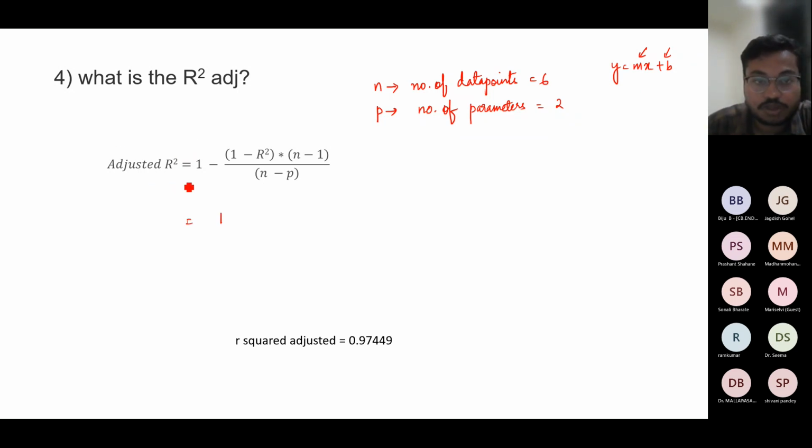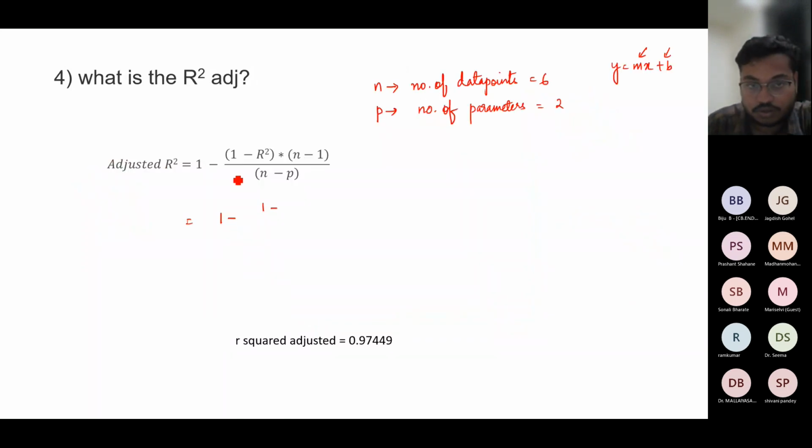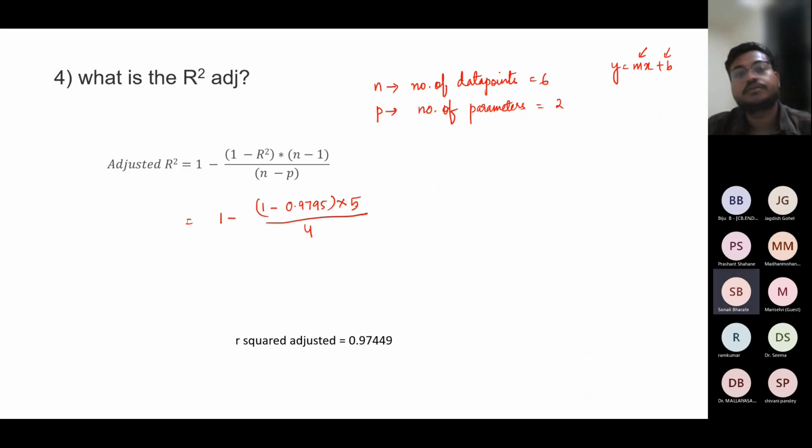So this equation becomes 1 minus R square value, which was 0.9798, into 6 minus 1, which is 5, divided by 6 minus 2, which is 4. So solving this equation, we'll get the value for R square adjusted, which is 0.974. R square adjusted value will always be lower than the actual R square value. Is that clear? Hello? Yes, sir. Yes. Yeah.